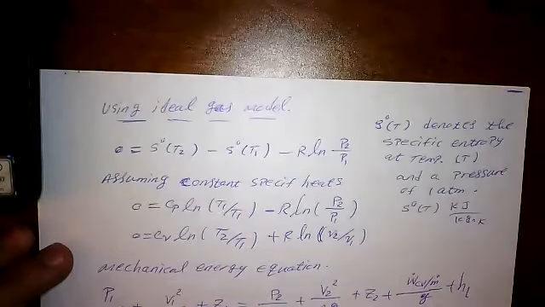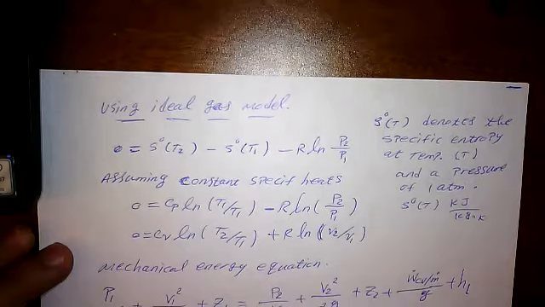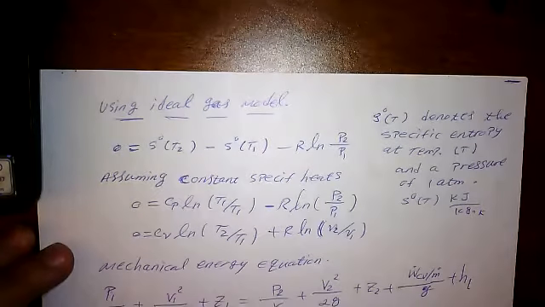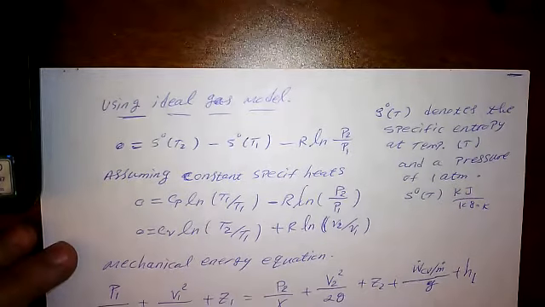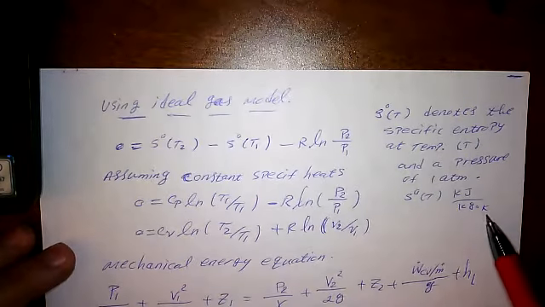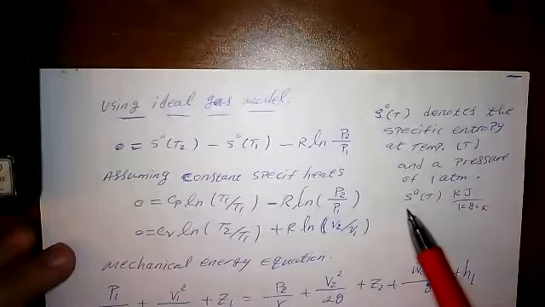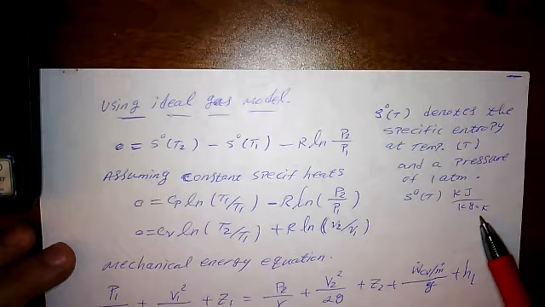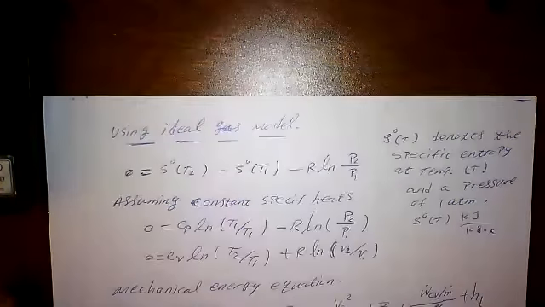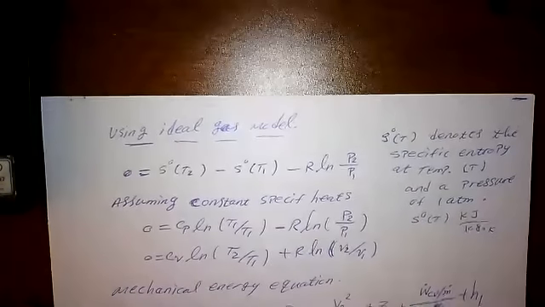When you go to the table, you only need a temperature. For T1, for example, you get specific entropy 1, and for T2, you get specific entropy 2. The unit is kilojoules per kilogram Kelvin. We don't say degree Kelvin, it's the Kelvin scale. Celsius plus 273 can be converted to Kelvin.